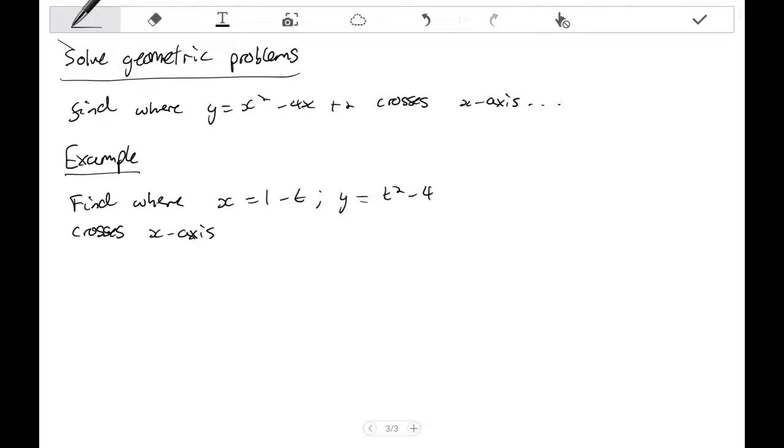So how are we going to do that? Well, we know that it crosses the x-axis when y equals 0. So we can say that 0 is equal to t squared minus 4. t squared would be equal to 4. So t would be equal to plus or minus 2.